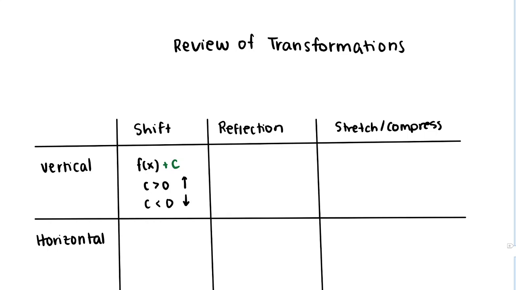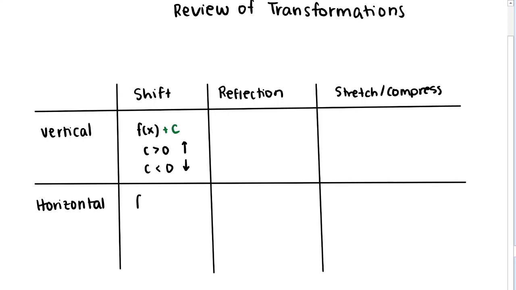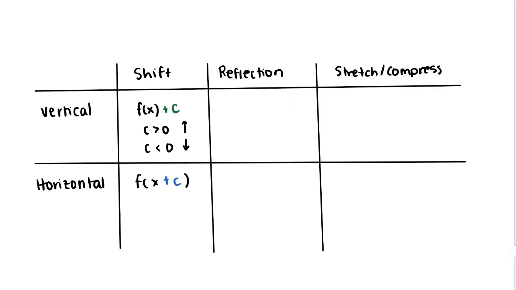And so let's go ahead and write down this idea in our table. If we take f of x plus c, where that addition of c is inside the input, well, then we're going to have a horizontal shift left or right. When c is less than 0, when we're subtracting from our input, that's going to amount to a shift right. And when we're adding to our input, this is going to amount to a shift left.